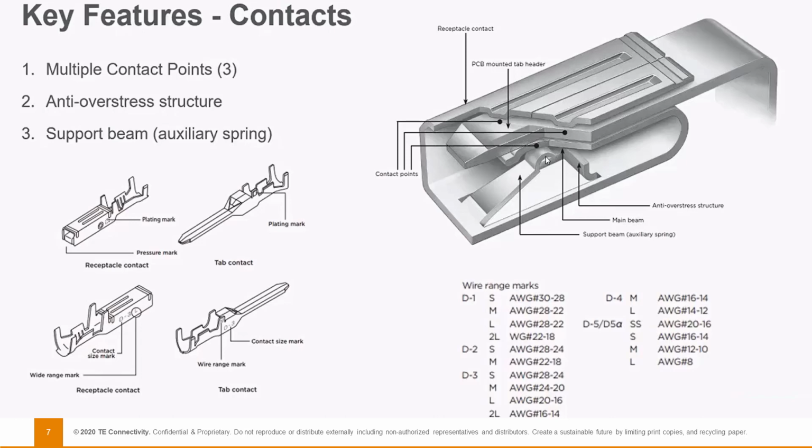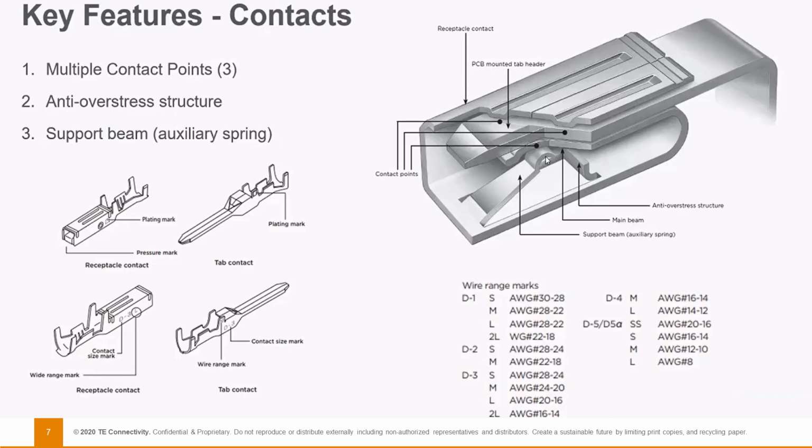In the dynamic series, the focus remains on contacts, featuring multiple contact points, a 3-point anti-overstress structure, and a support beam or auxiliary spring. Examining the image to the right, we can identify the receptacle contact, 3 contact points, and the main beam and support beam. The support beam serves as a supporting lever, alleviating stress on the wire. Meanwhile, the anti-overstress structure reduces strain and ensures the contact remains securely in place.